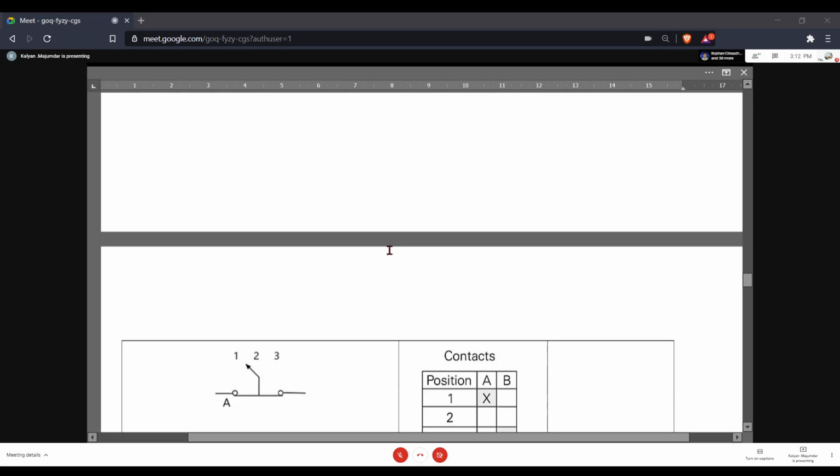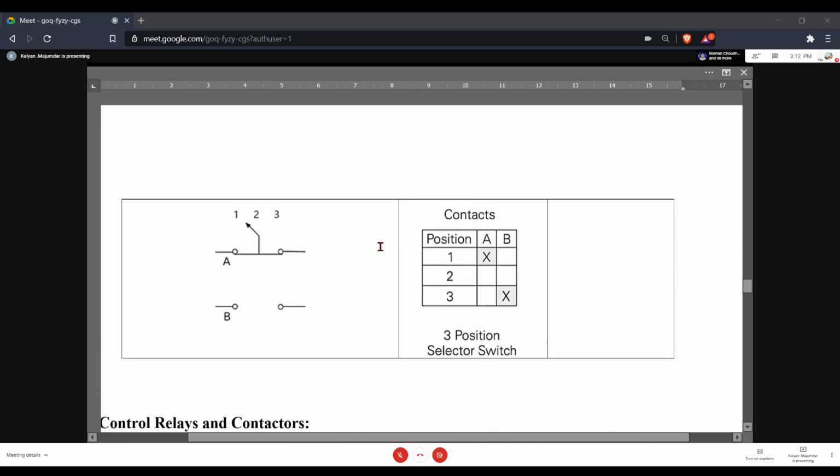Another example of the same thing, this is a 3-position switch, 1, 2, 3. So in position 1, the A set of contacts is closed. In position 3, the B set of contacts are closed. And in position 2, both the sets of contacts are open.